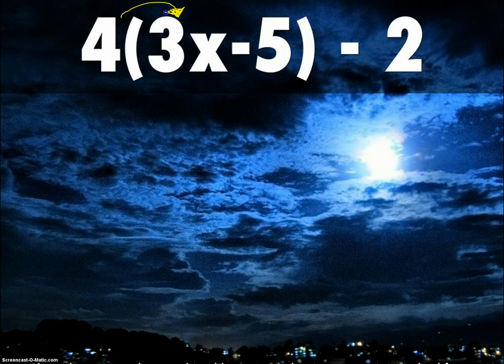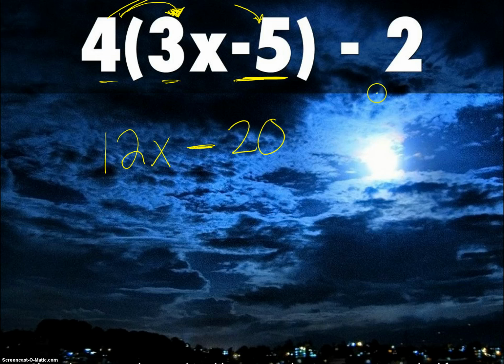So 4 times 3x. You take the coefficient and multiply 4 times 3, and you get 12. Your variable stays the same, so 12x. Then 4 times, and this is the important part, 4 times a negative 5. 4 times a negative 5 is negative 20. And then on the end, I have minus 2.